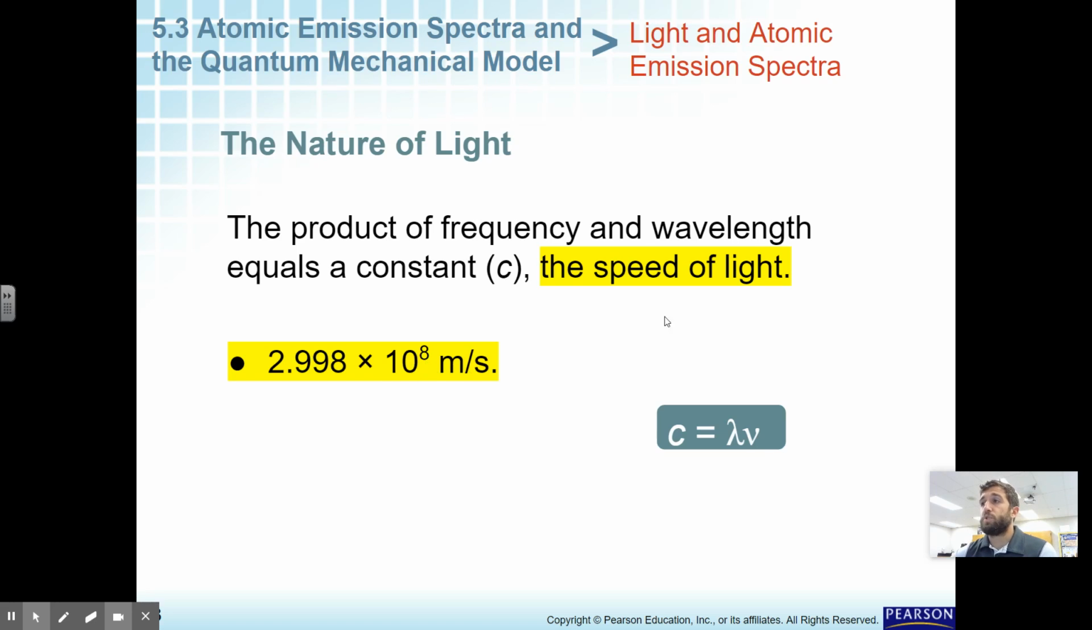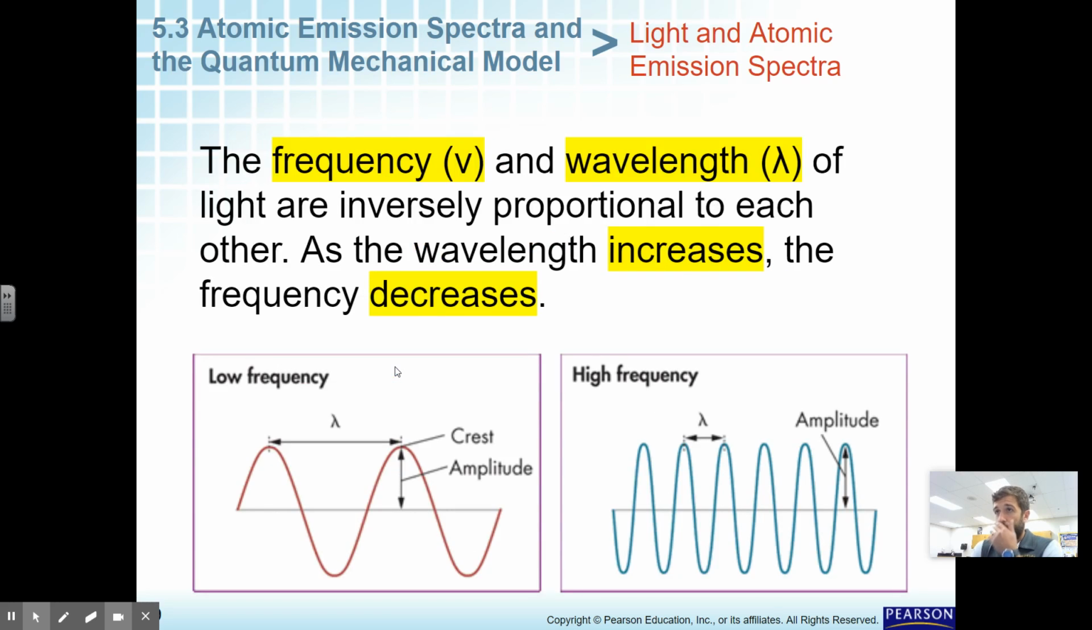What you need to know from all that is that this number stays the same always, as we talk about this stuff in a vacuum. This is an inversely proportional relationship, because when one thing goes up, the other one goes down. So when you increase the frequency of something, the wavelength is going to decrease, and vice versa.